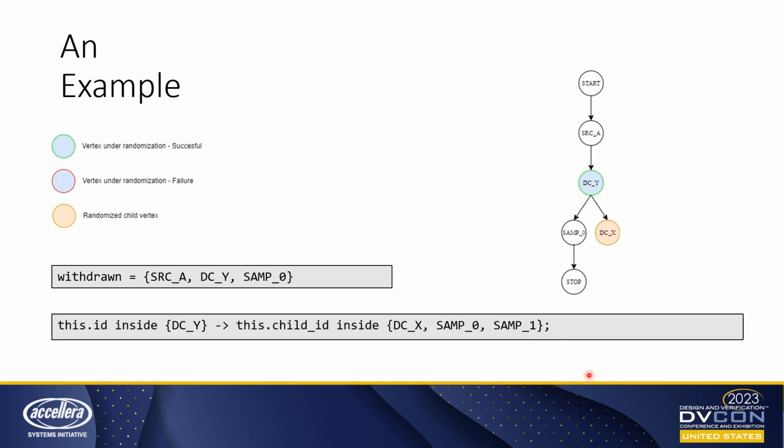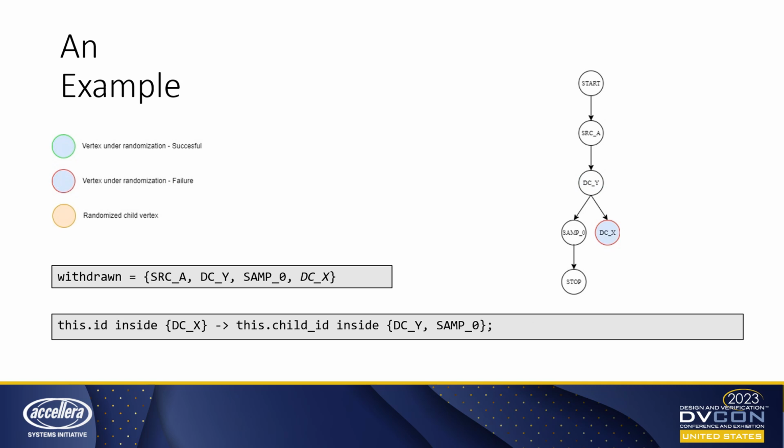Since we have produced a complete branch, we go back one step to the previous vertex, and we randomize it again. Note that the three vertices in the withdrawn queue are not in italic anymore. That is because we have produced a complete branch, and that is now part of the tree, and we commit this member to the withdrawn queue. In this instance of randomization, now we have the DCX vertex randomized as child for DCY. We then proceed to randomize the DCX vertex.